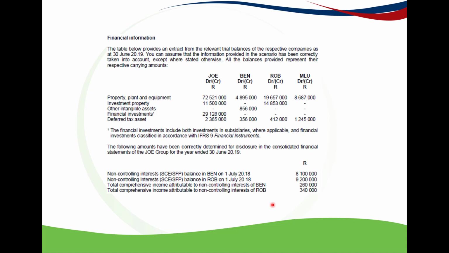So then we're also done with our third subsidiary. Then if you continue with the question, you see it's financial information, and they provide us with an extract of the following balances from each company. We can see it's non-current assets. So it's property, plant and equipment for each entity, the parent plus the 3 subsidiaries.